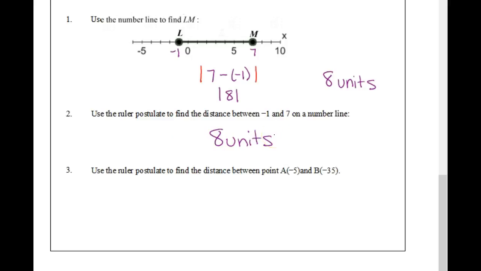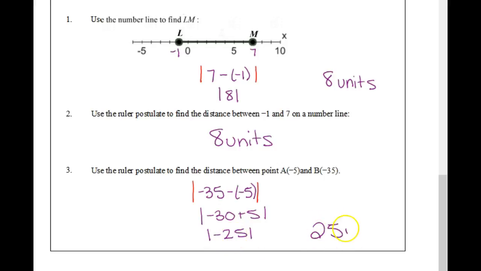What if we don't have a number line, or if it's impractical to draw a number line? We can still use this ruler postulate. I will take the absolute value of when I subtract -35 minus -5. The absolute value of negative 25 means make it positive. Our answer is 25 units.